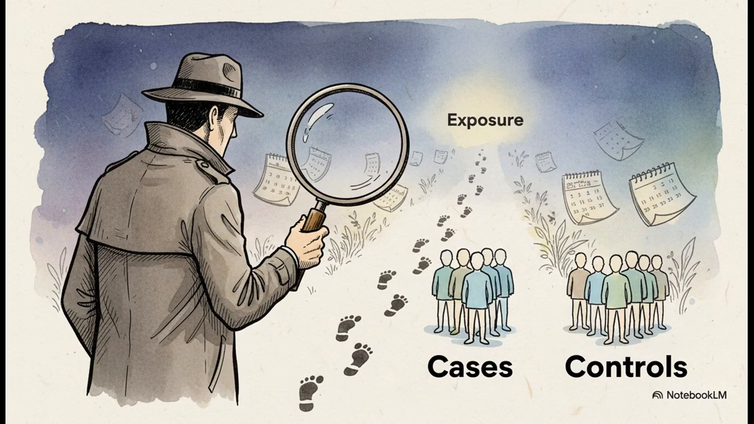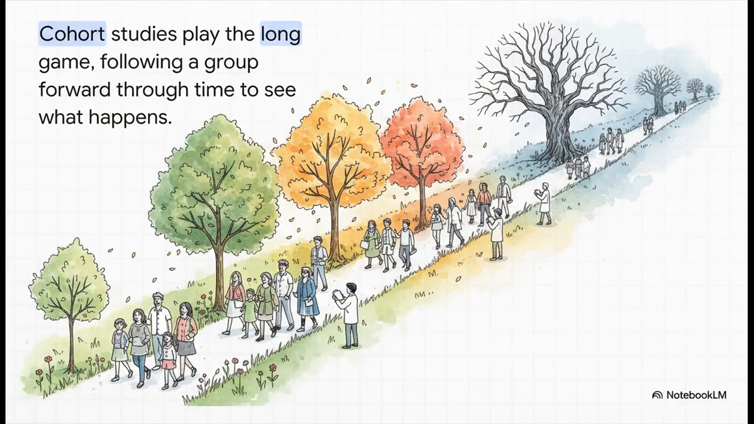Next in the lineup is the case control study. I like to think of this one as a detective. It starts with the mystery already solved, people who already have a disease, and then it works backward in time, looking for clues in their past to figure out what might have caused it. Our third contender is the cohort study. This one plays the long game. It's like a movie, not a photograph. Researchers find a big group of people, a cohort, and they follow them for years, sometimes even decades, just watching to see what happens to their health over time.